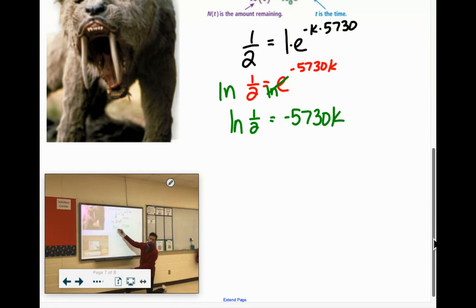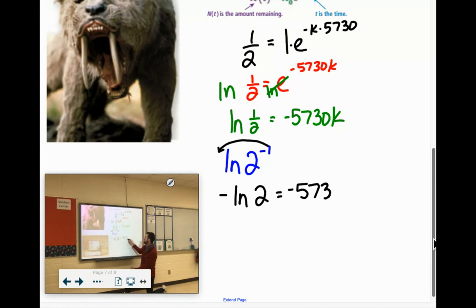Now, 1/2 is like 2 to the negative first power, so let's rewrite it like that. And then let's take that exponent, that -1, and kick it out in front. So -1 ln 2 would be like negative ln 2 equals negative 5,730 K. Now we're solving for K, so we're going to divide both sides by negative 5,730.